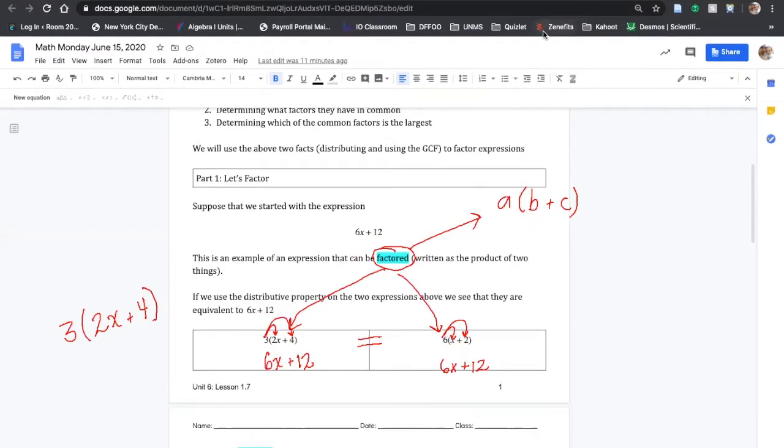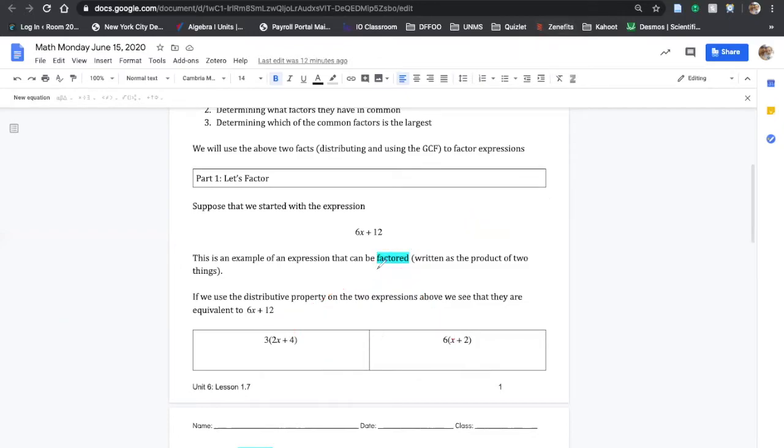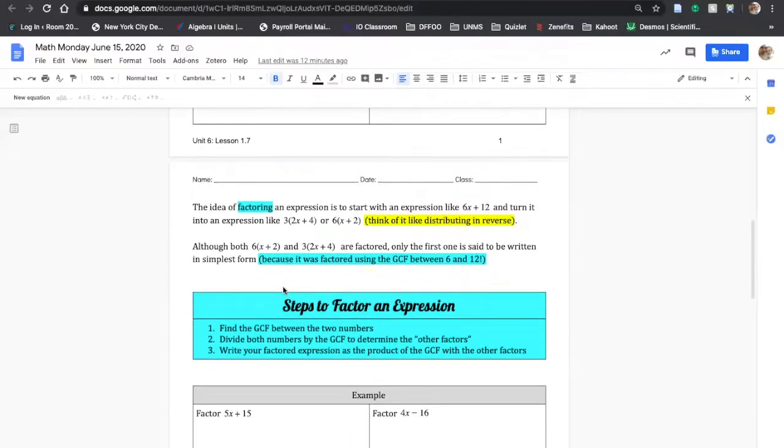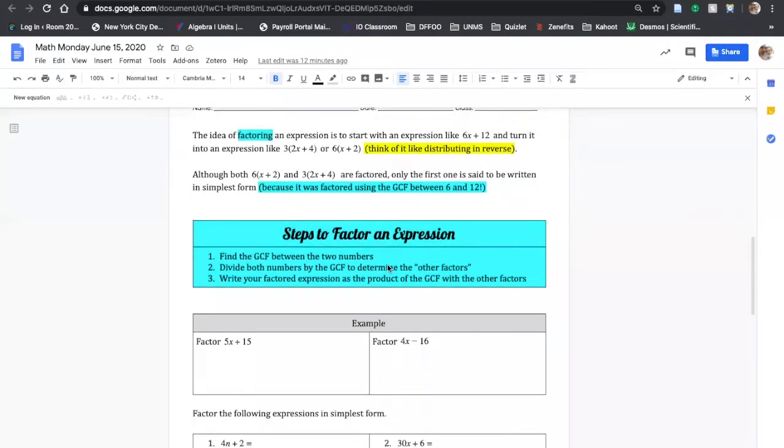So I'm just gonna show you another couple of examples of this, and then you're gonna try to practice this yourself, all right? But before we start, just to give you some steps on how to go about factoring an expression, and these steps are things that you already know how to do. So if you know how to find the greatest common factor, you can factor an expression, all right? Step 1 is to find the GCF between the two numbers.